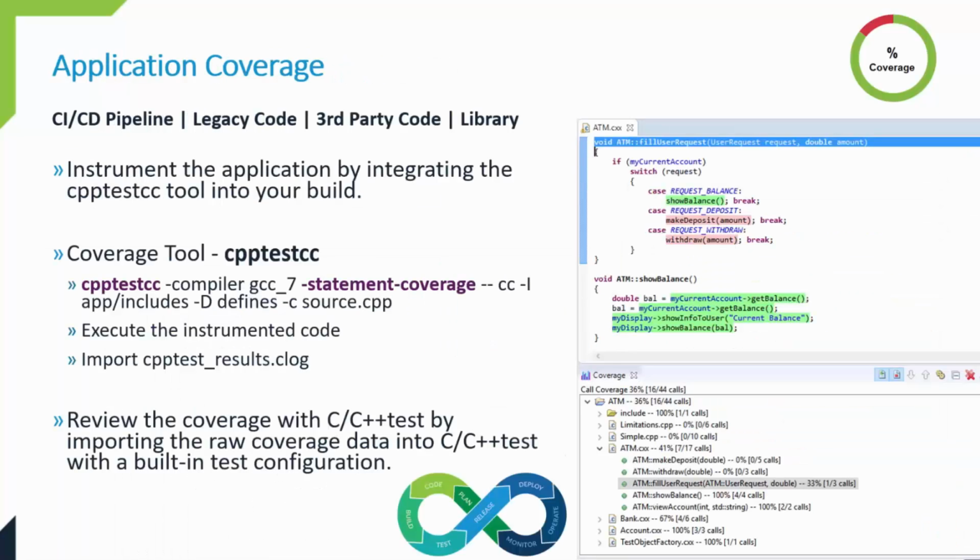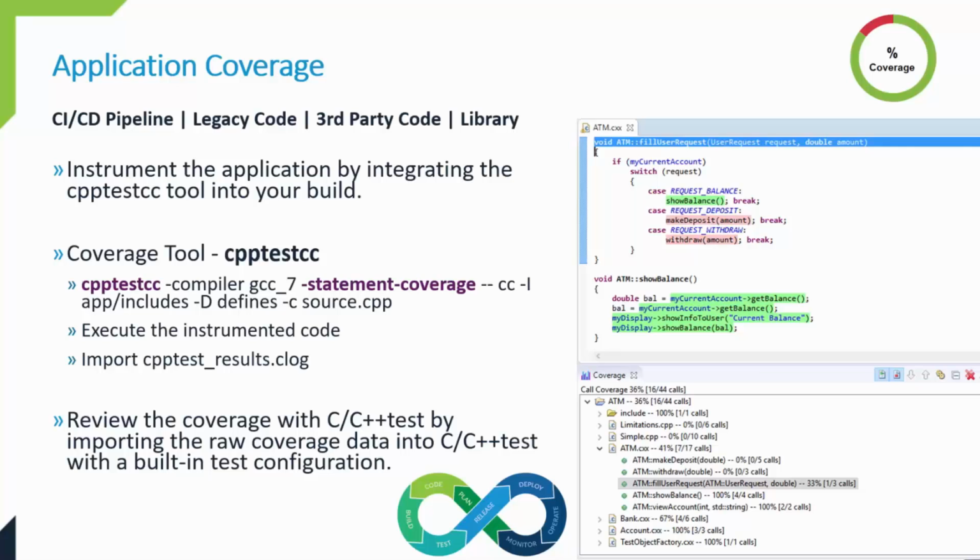There are also cases where you want to integrate code coverage into your CI/CD pipeline, or perhaps you have a legacy standalone application or libraries that are external to your current development. Well, Parasoft has coined the term application coverage by providing a coverage tool that integrates into the build process to instrument the application and collect raw coverage data. The coverage tool is called C++test CC. You can see a command line example on the slide. It also specifies statement coverage, and there are an extensive set of coverage type options available.